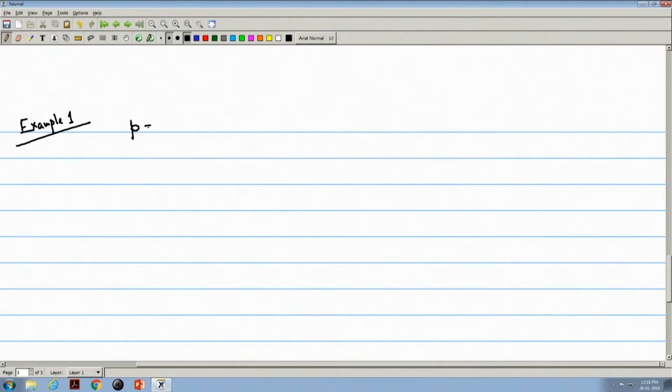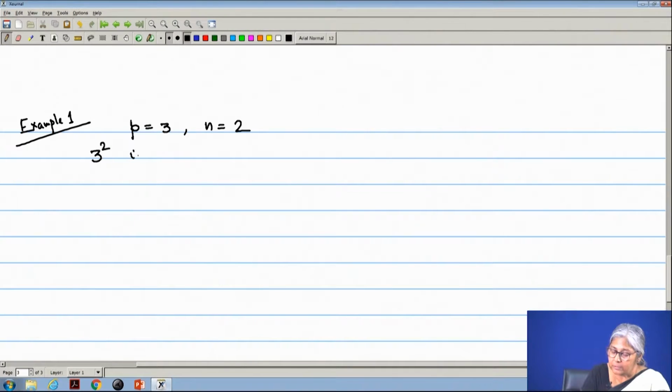Now, we take some example. We consider p equal to 3 and n equal to 2. So, p to the power n is 3 squared, that means 9 polynomials are there in the set S.